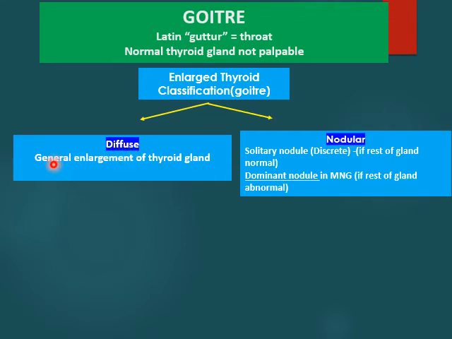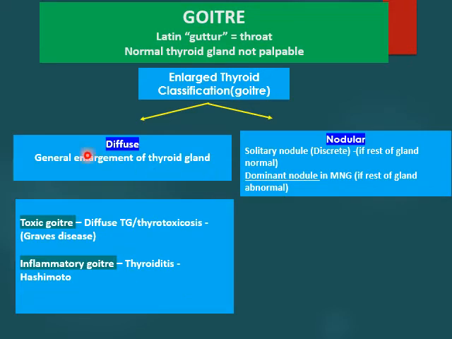Diffuse goiter is where a general enlargement of the thyroid gland is present, whereas in nodular goiters, it can be either a solitary nodule or discrete nodule where the rest of the gland is normal, or it can be a multinodular goiter with a dominant nodule. And in these patients, the rest of the thyroid gland is abnormal.